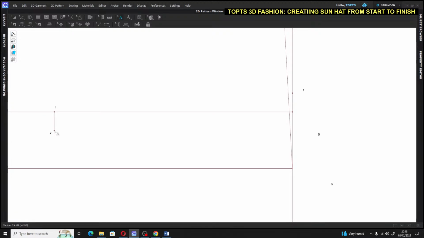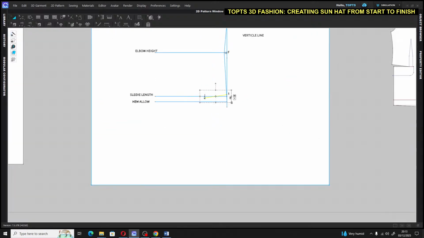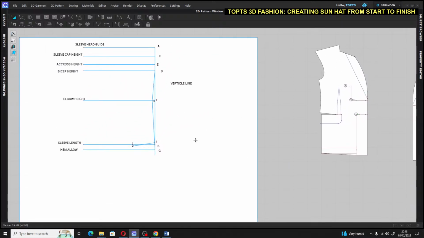Now we are going to redraw our hem allowance in a shaped format like this. So we are going to connect point 1 to I. You get it? So that is like that. So that's how we have done one. We have redrawn it. So the next thing that we're now going to do is step 3.